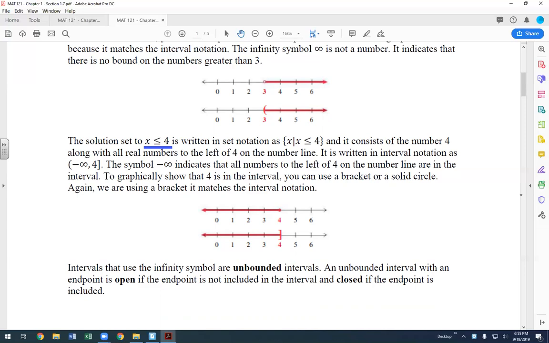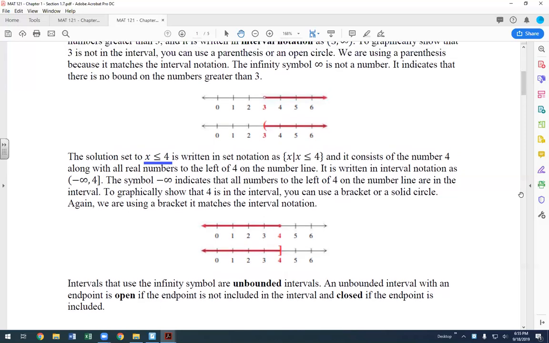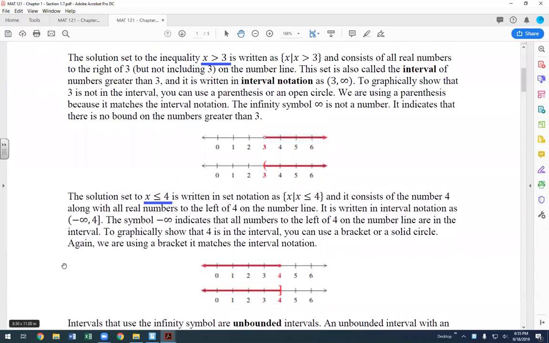So if you look at your interval notations here, I have parentheses 3 going all the way to infinity, and then since I'm going on the negative infinity side, I put my smaller number first. So that's negative infinity to 4, including the 4. We always write the smaller number first. 3 is smaller than infinity. Negative infinity is smaller than 4, and then the parentheses or the bracket tells us if we're including our endpoints or not.